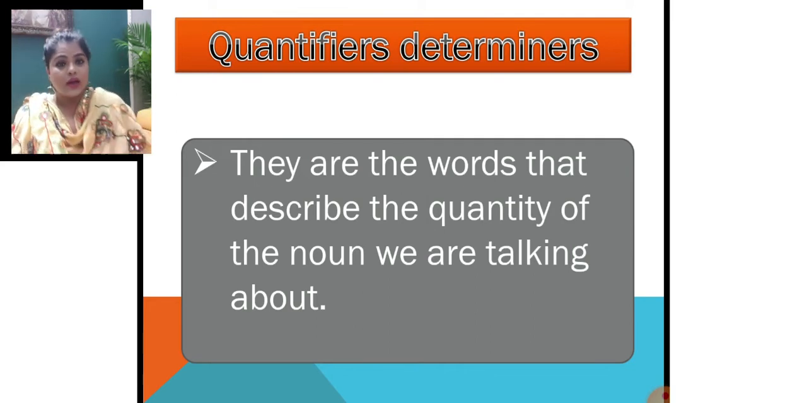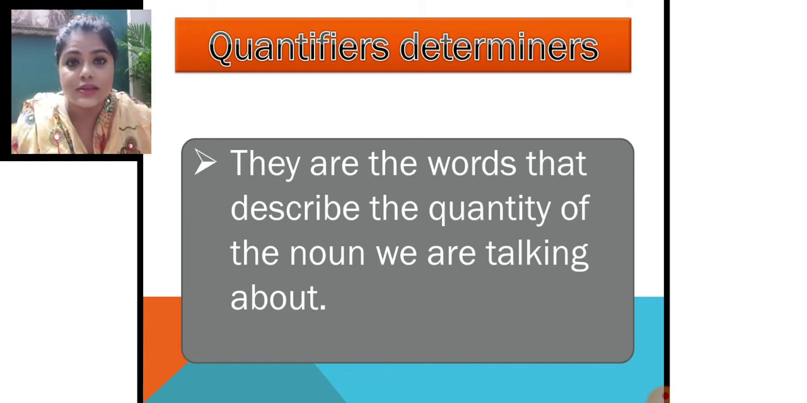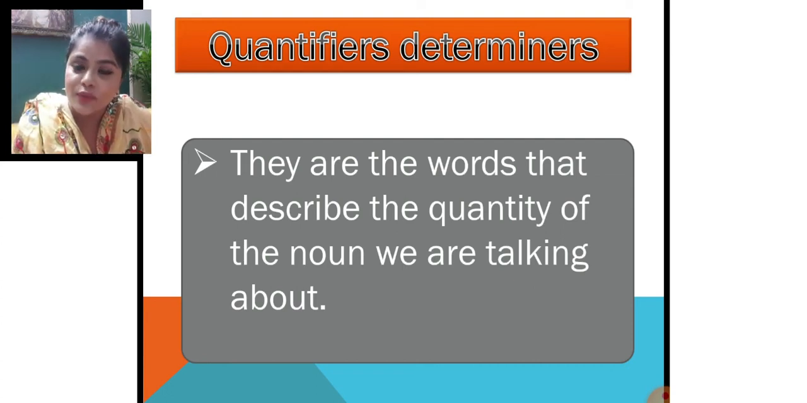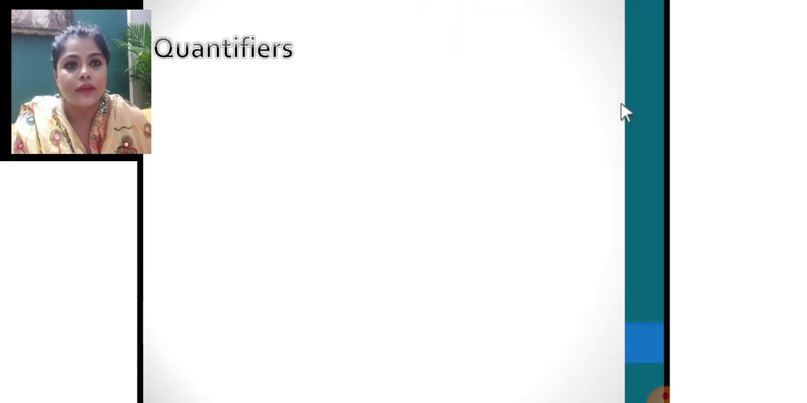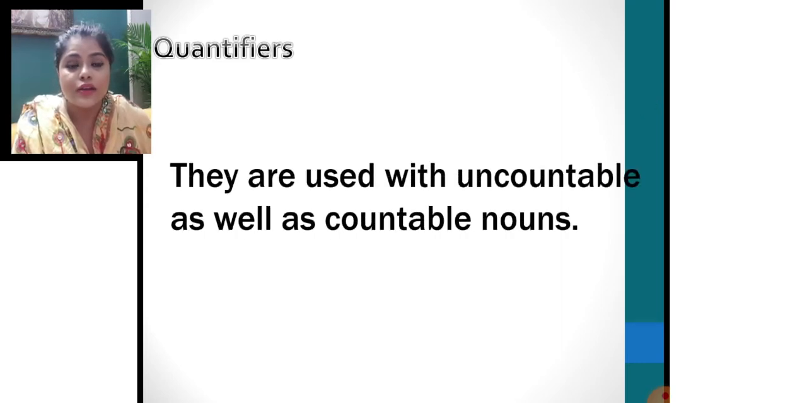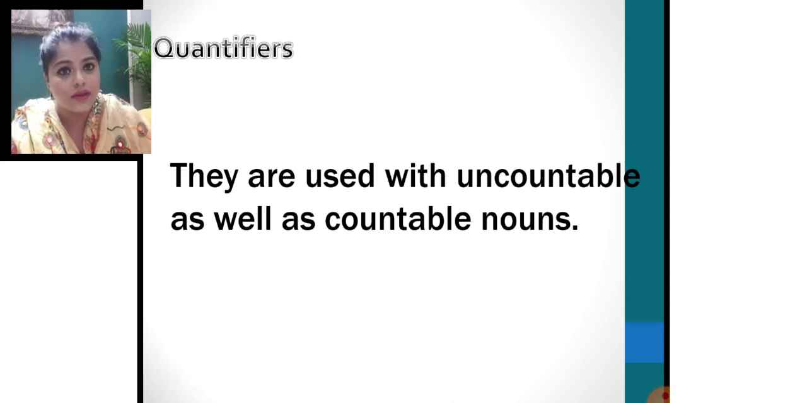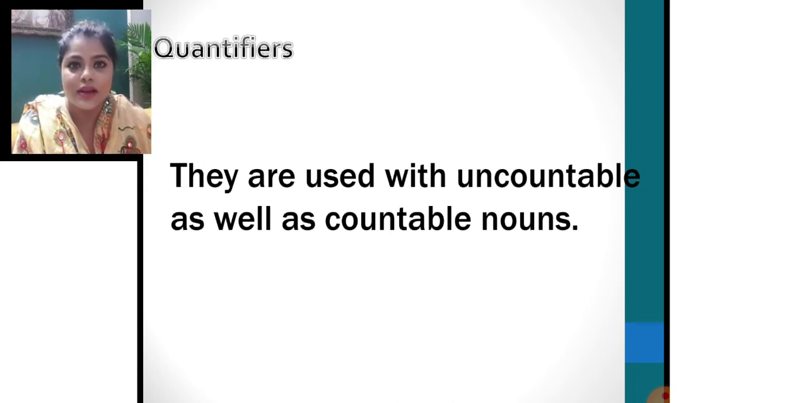Now quantity. What is quantity? Quantity is amount, measure, number. Four apples, some apples, we are talking about quantity. Some milk, I need some milk. Four apples. Now four is a quantity and apples is a noun. We are talking about the quantity of the noun. Okay. Now quantifiers are used with uncountable as well as countable nouns.